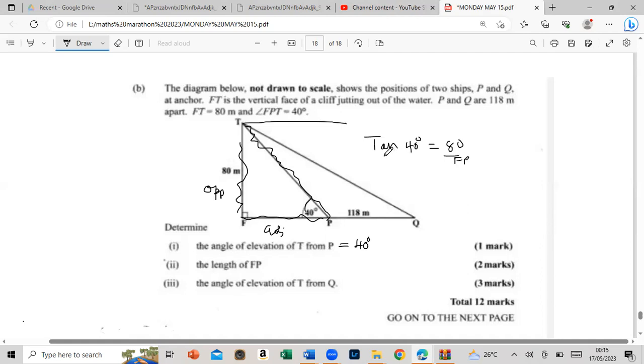Cross multiplying, that gives us FP times tan 40 equals 80. And of course, we're going to transpose, so we divide by tan 40. Let me just punch that in my calculator, and that works out to 95.34.